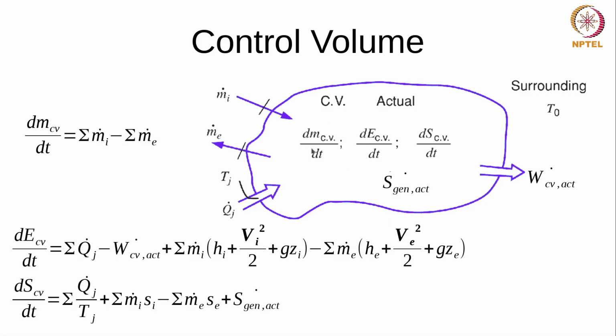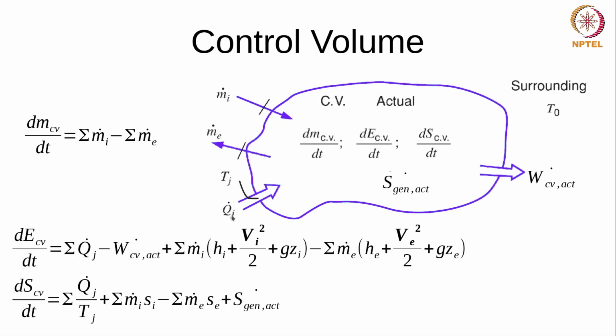It has some mass, and its mass can change. The rate of change of mass is dm by dt of the control volume. It has some mass coming in, mi dot, some mass going out, me dot. It has some energy. The rate of change of energy of the control volume is given as dE by dt of the control volume. It has fluid coming in, which is bringing in energy. Fluid going out is taking out energy as well. The control volume itself can be moving, which also will be reflected in this.